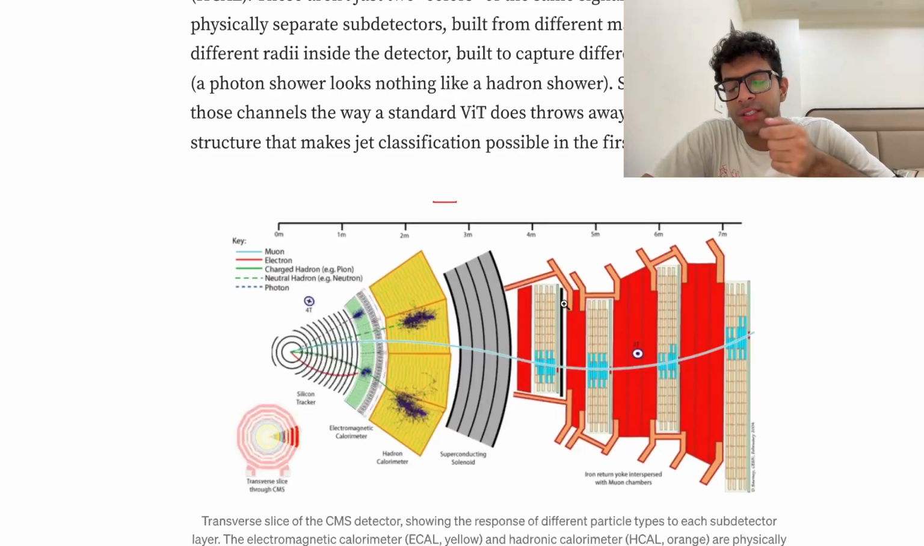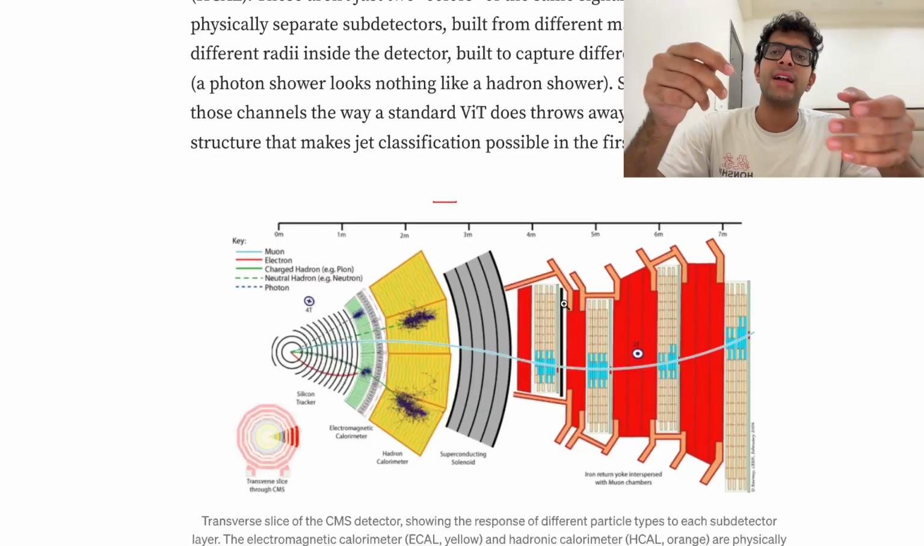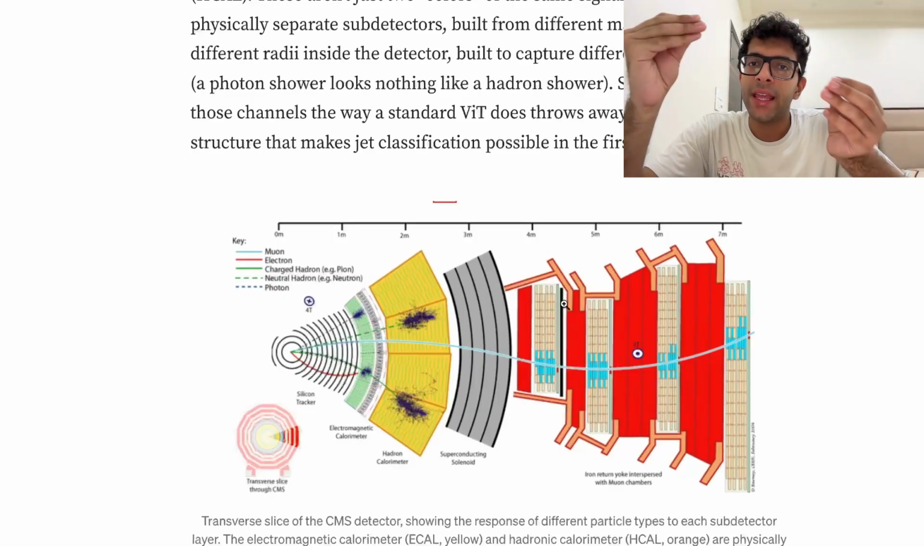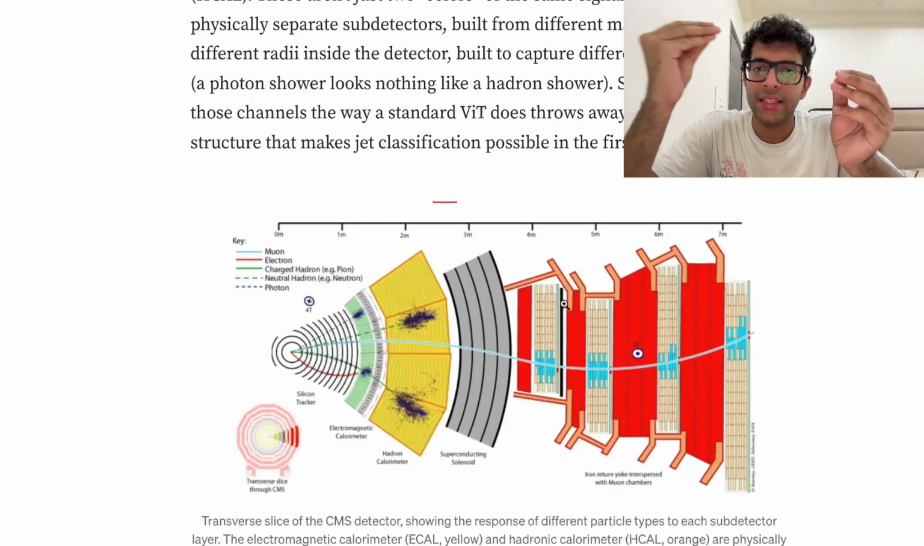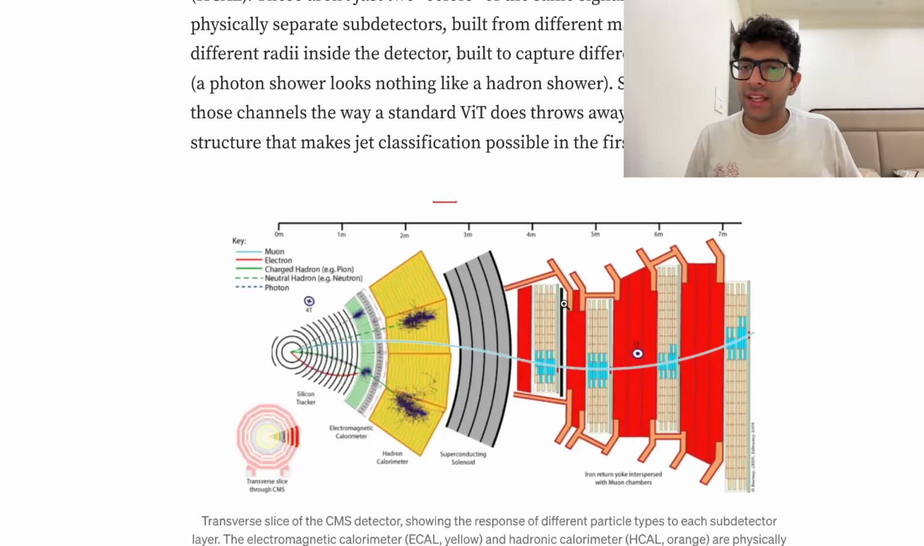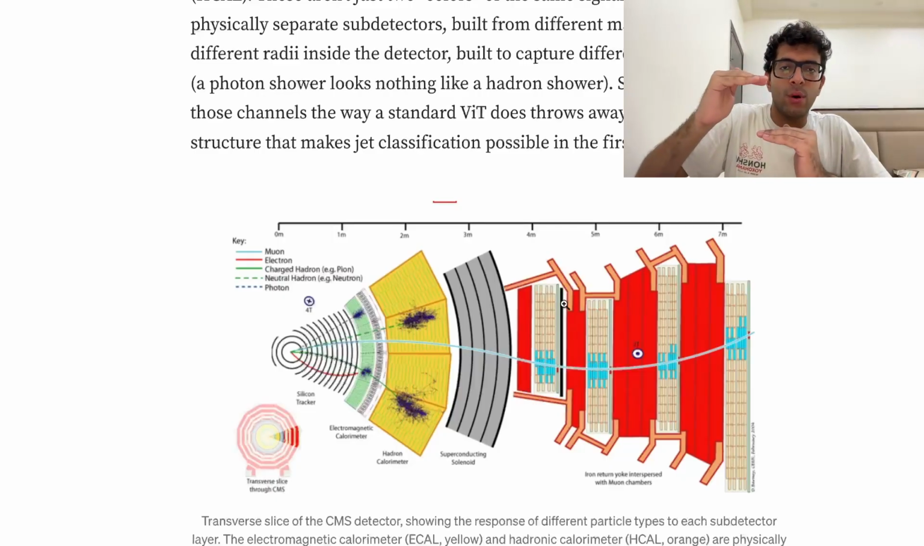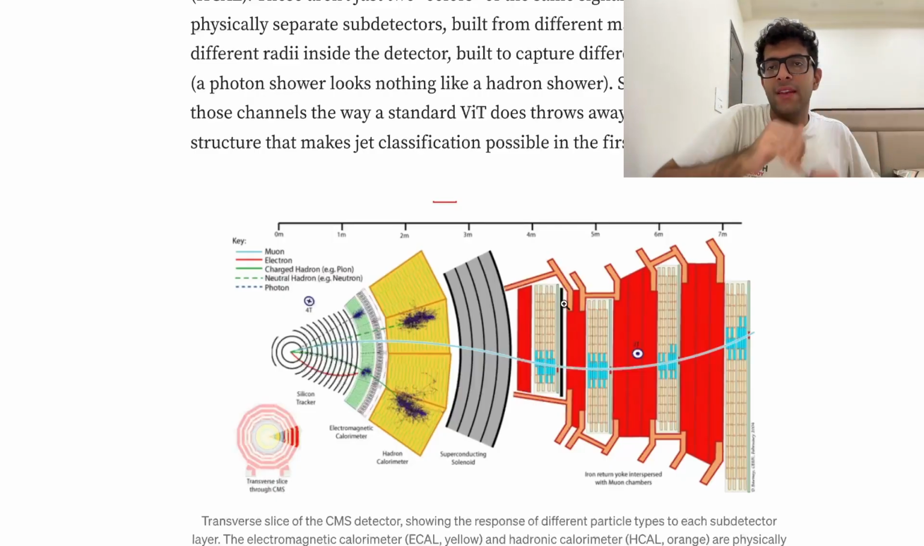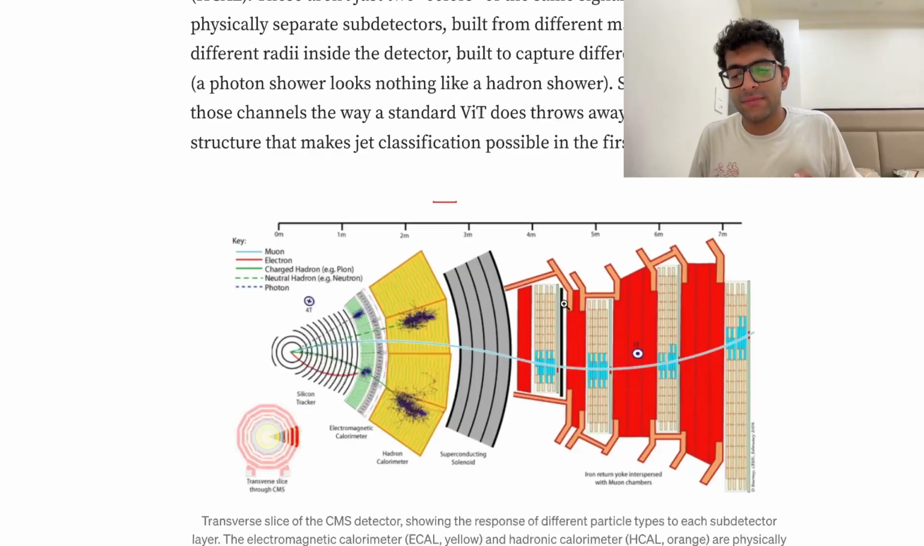if we use a normal attention mechanism like a standard ViT, it throws away the exact reason why we're able to classify the jet. The jet in this case is the detector image. To explain it in a very simple manner, we'll get images of the jets, and then we have to classify what kind of particle it is.